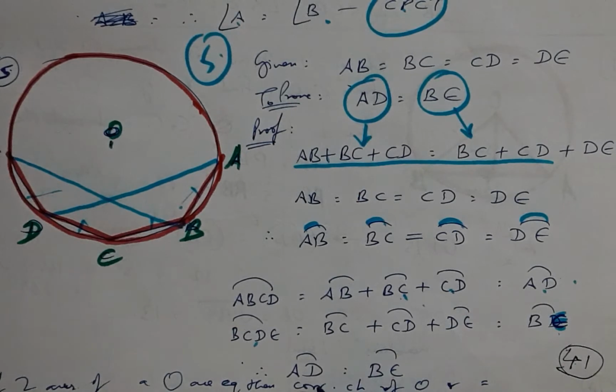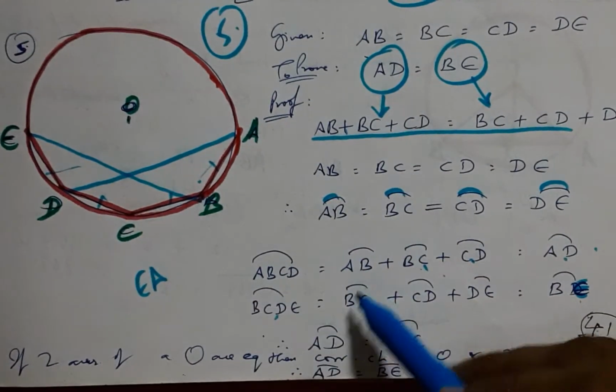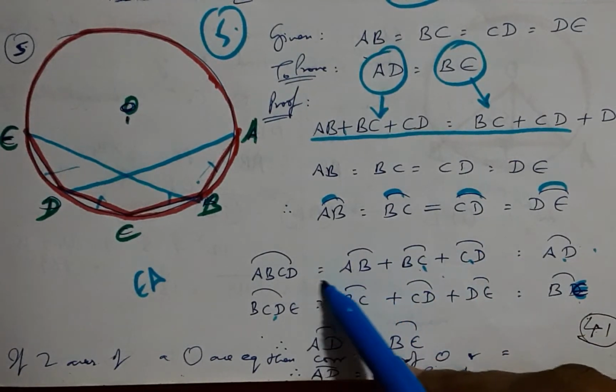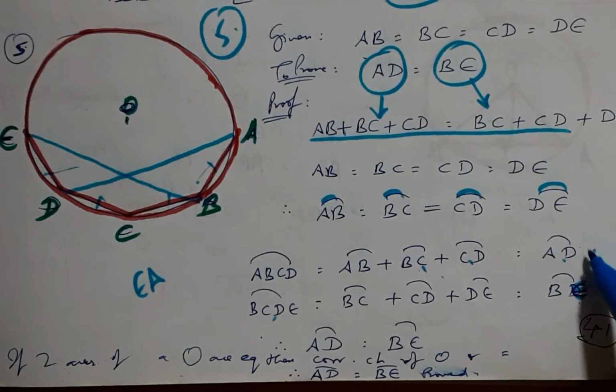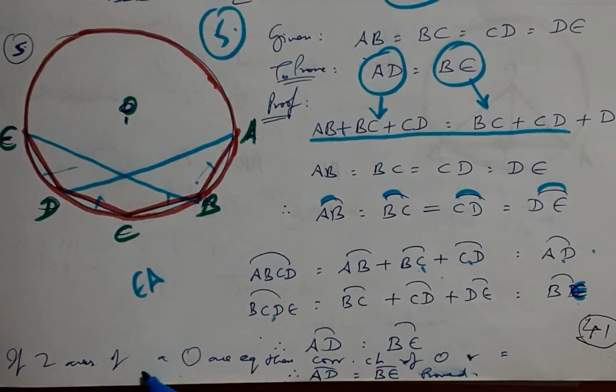Now, by Euclid's axiom, we know that when equals are added to equals, the wholes will be equal. Therefore we are adding some equals, and obviously these two will be equal, and therefore arc AD equals arc BE. Now, if two arcs of a circle are equal, then the corresponding chords of the circle are equal. Therefore AD equals BE. Hence proved.